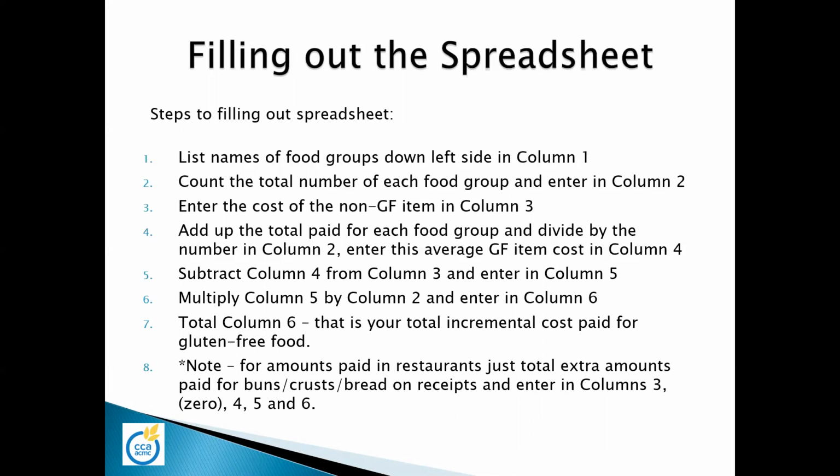Now, note item 8, for amounts paid in restaurants, just total the extra amounts that you are being charged separately on the bill for buns, crusts, bread, and enter that total in column 3 and carry it forward to 4, 5, and 6.